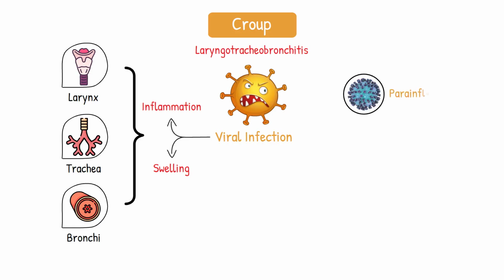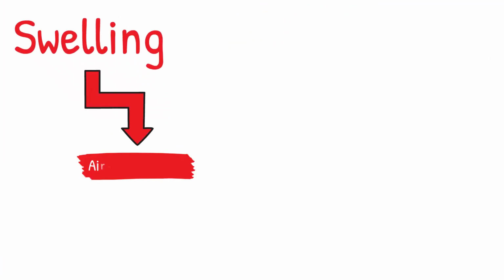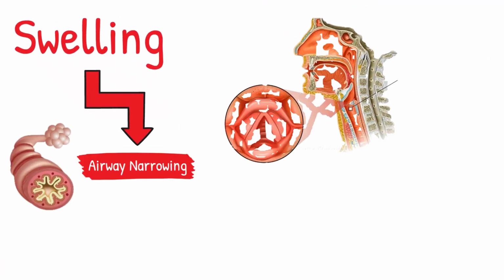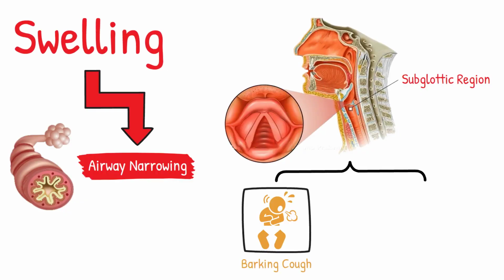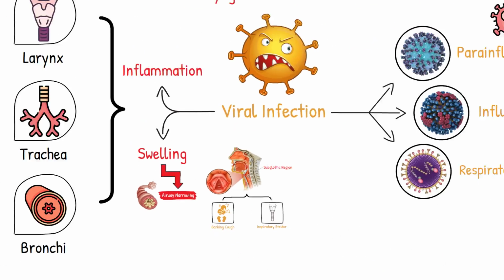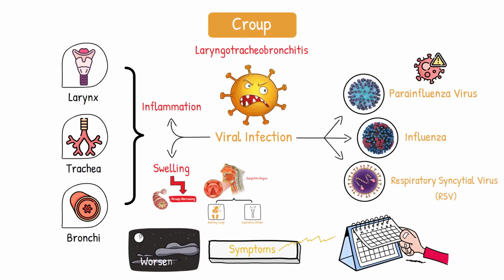The parainfluenza virus is the most common culprit, though other viruses like influenza and RSV can also be responsible. The swelling leads to airway narrowing, particularly in the subglottic region, causing the characteristic barking cough and inspiratory stridor. Symptoms usually develop gradually over a few days, often worsening at night.